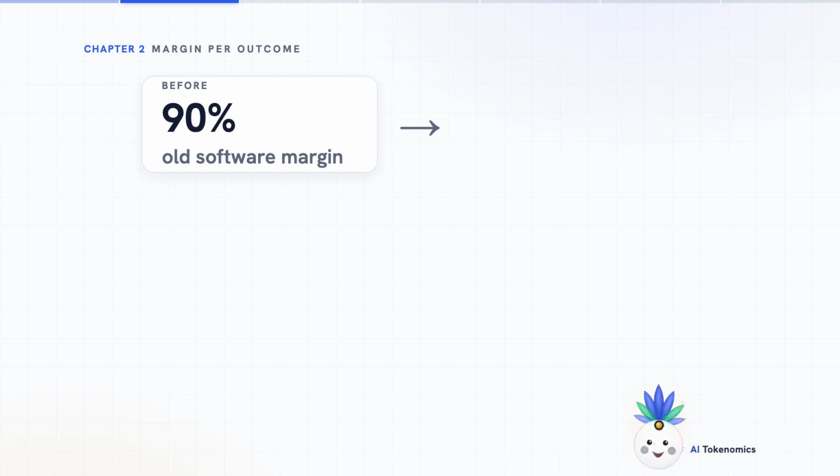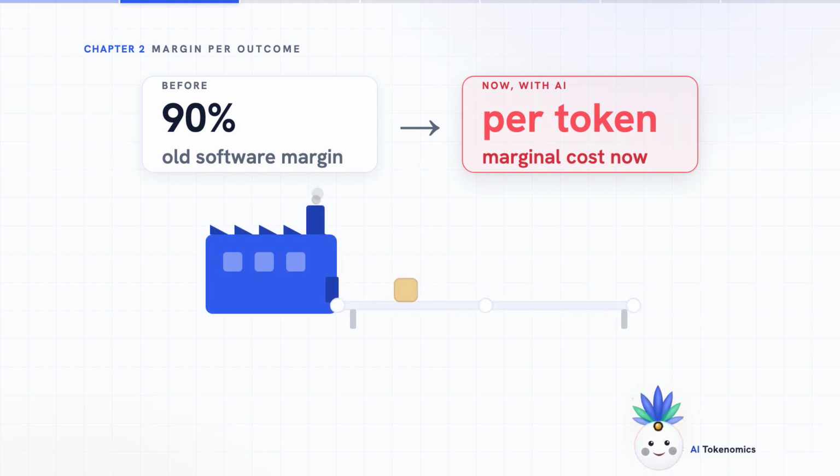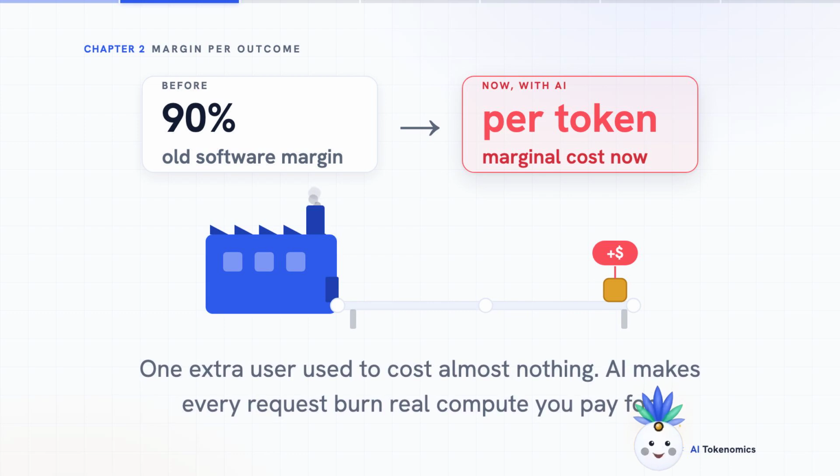For decades, software had a beautiful version of this. One extra user cost you basically nothing. Marginal cost was close to zero, so the margin was 80-90%. That's why software ate the world. AI breaks that deal. Now every single request burns real compute you pay for per token every time. Your marginal cost isn't zero anymore. It went from nearly free back to a per unit cost, like a factory cranking out one more widget.